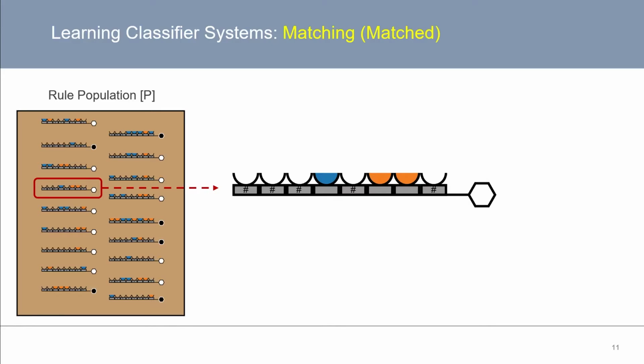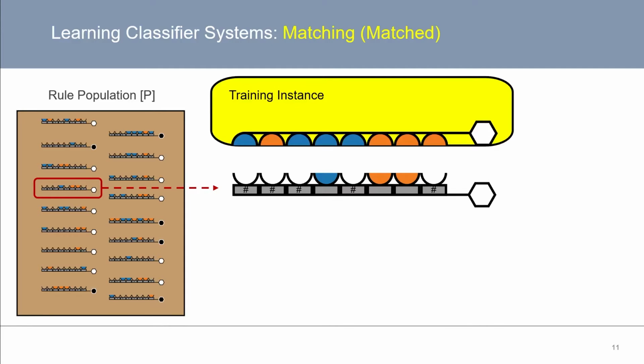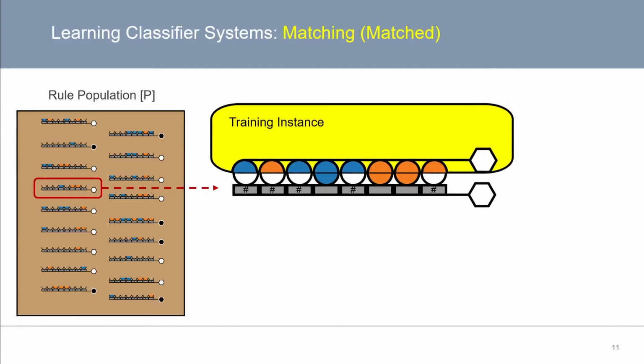Now let's move on to step 3, which is using matching to find rules in the population that have their conditions met by the current training instance. So for this, we align the current training instance with each rule in the population, and we'll start with the rule that's already on the screen as an example.